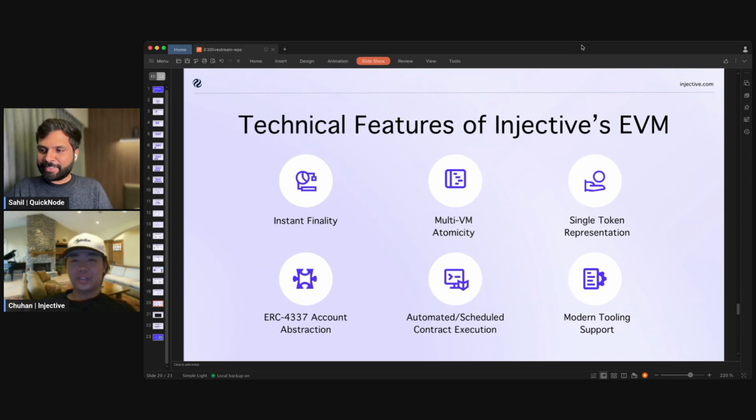A lot of these features are just inherited from Injective itself, right? And we want to make Injective's EVM as similar to Ethereum's EVM as possible. I think 100% is our goal. So ERC-4337 account abstraction is also going to be supported by our EVM, and available natively as well. So if you want to build your AA wallet feature and deploy on Injective, it's also going to be supported. Nice, that's another very powerful thing to have natively available.